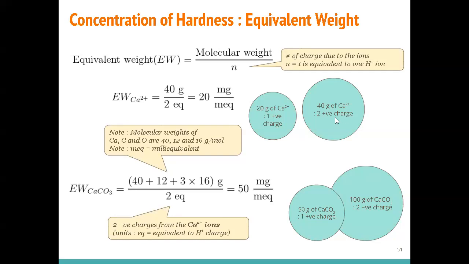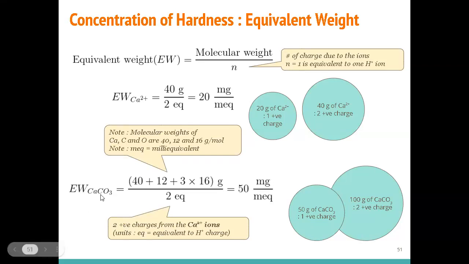milligram in here. It should be milligram because this is milli charge. Sorry, we have added an M on both of the units. Okay. So 40 grams of calcium ion, 2 positive charge, which means 20 grams of calcium ion, 1 positive charge. Okay. And we use this milli charge unit usually. Okay. Because we don't have 20 grams of calcium in water. We have 20 milligrams most of the times. So this is the unit we use.